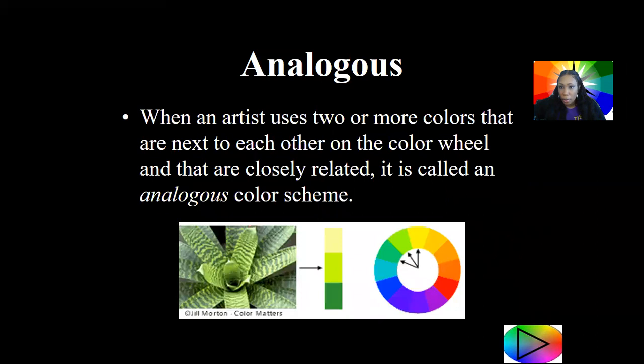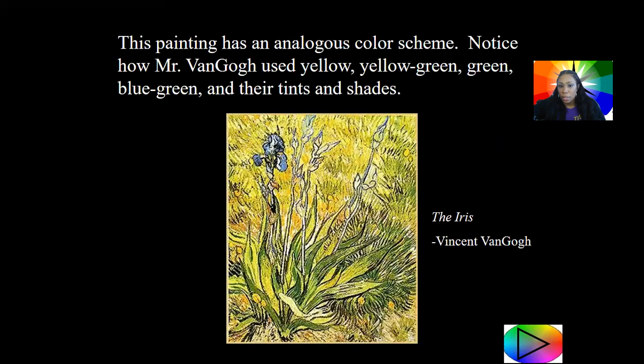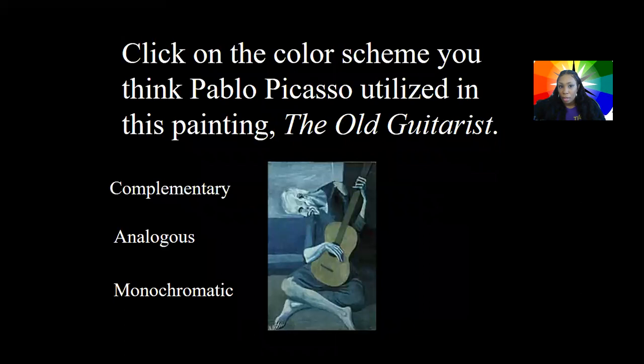When an artist uses two or more colors that are next to each other on a color wheel, that is called an analogous color scheme. So colors that are analogous are side by side on the color wheel. So for example, yellow, yellow-green, and green are analogous. Red, red-orange, and orange are analogous, okay? So those are some examples. And this one is an analogous color scheme. Okay, Picasso had a blue period. You can see an example of that.